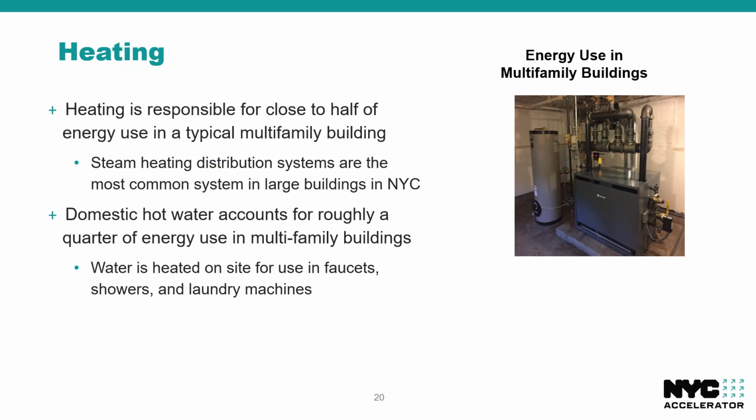Domestic hot water accounts for roughly a quarter of energy use in multifamily buildings. It also takes energy to heat the water in faucets, showers, and washing machines. So by focusing on upgrades relating to space heating and domestic hot water, you're already tackling more than two-thirds of your building's energy use.